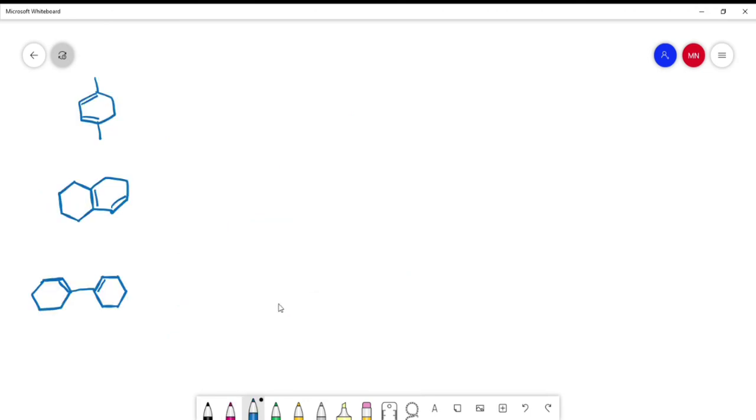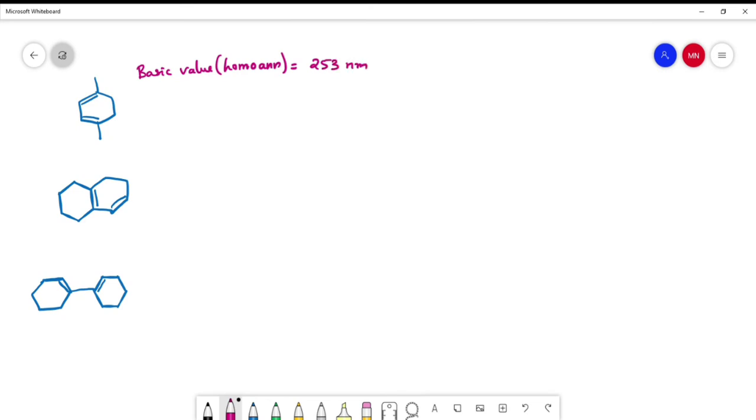Let us see some other systems. In the first case, the diene component is present within the same ring. So you have to identify the diene component as homoannular. So the basic value for homoannular diene is equal to 253 nanometer.